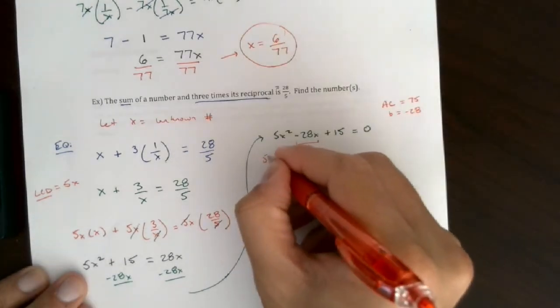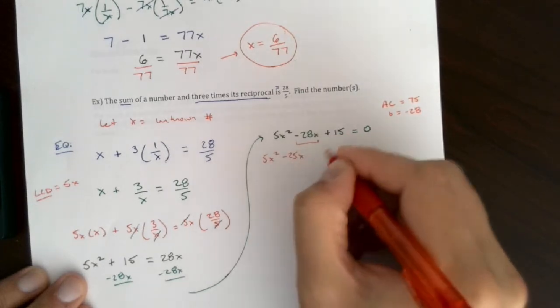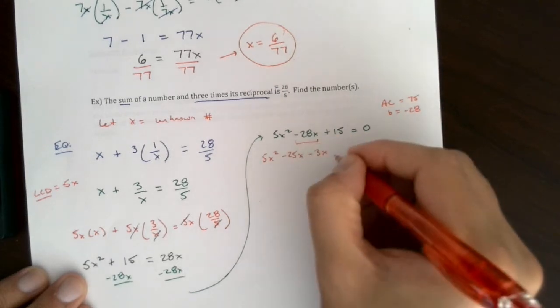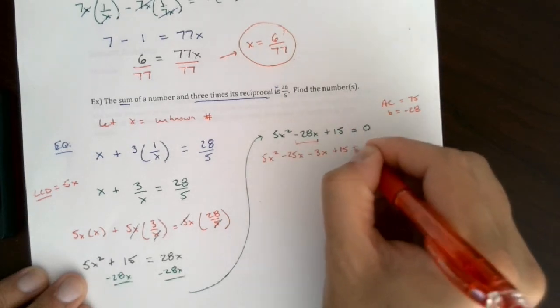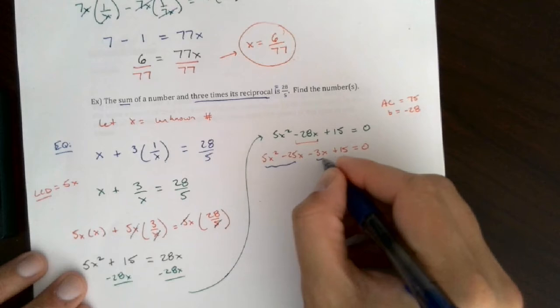So we would have 5x squared minus 25x, make sure you bring the x with it, minus 3x, make sure you bring the x with it. We're replacing the middle there, and then the plus 15 stays the same on the end. I'm not going to go too deep into this AC method. You should know how to do this from earlier in the course.